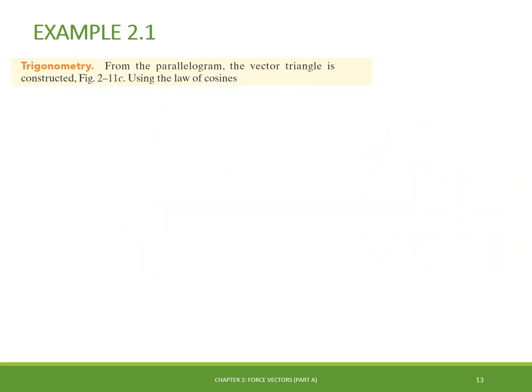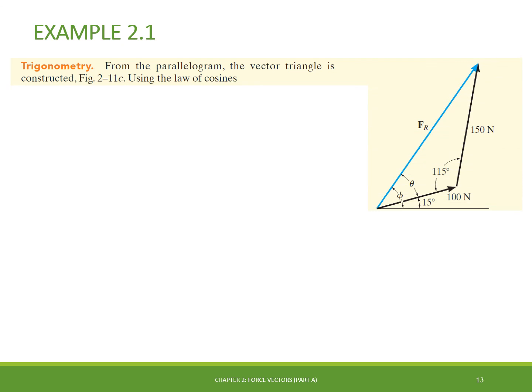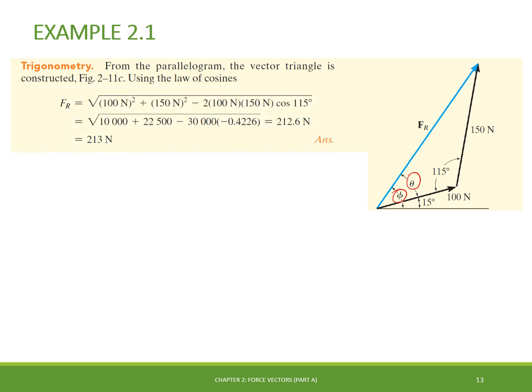Now, from the parallelogram, we construct a triangle with the two force components, the resultant force, and the angles theta and phi. Those two angles will play an important role on the characterization of the direction of the resultant force. Then the next step is the calculation of the magnitude of the resultant force using the cosine law. For that, we have everything we need: the magnitudes of F1 and F2 and the angle C, which is 115 degrees. And by applying those values to the equation, the answer is 213 newtons.